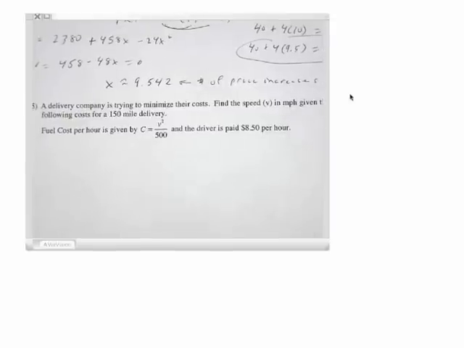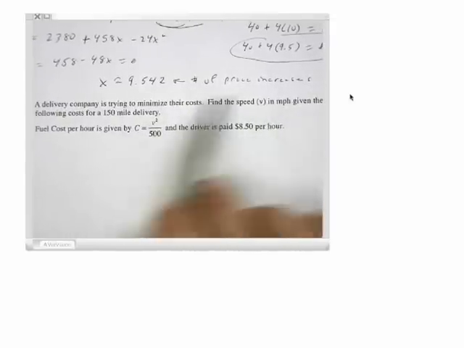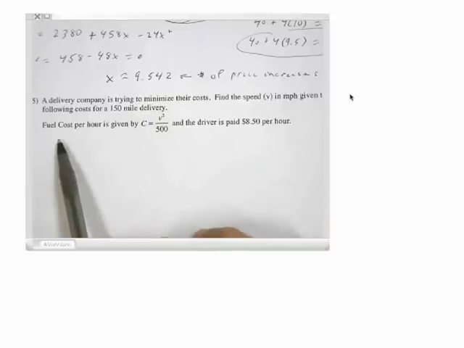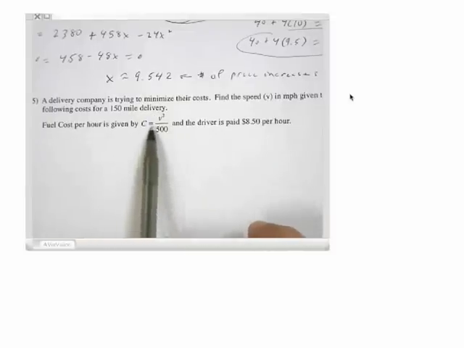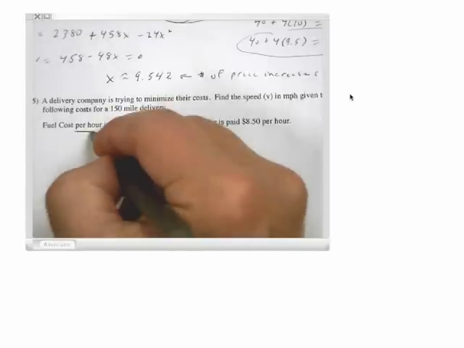Okay, last one here. Delivery companies try to minimize their costs. It says find the speed V in miles per hour given the following cost for a 150-mile delivery. The fuel cost per hour is given by C equals V squared over 500, and the driver's paid $8.50 per hour. So both of these costs are per hour, and we want to minimize the cost for this delivery.